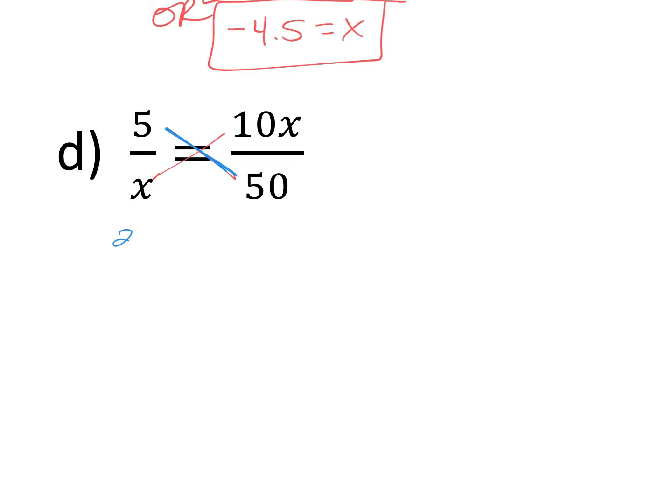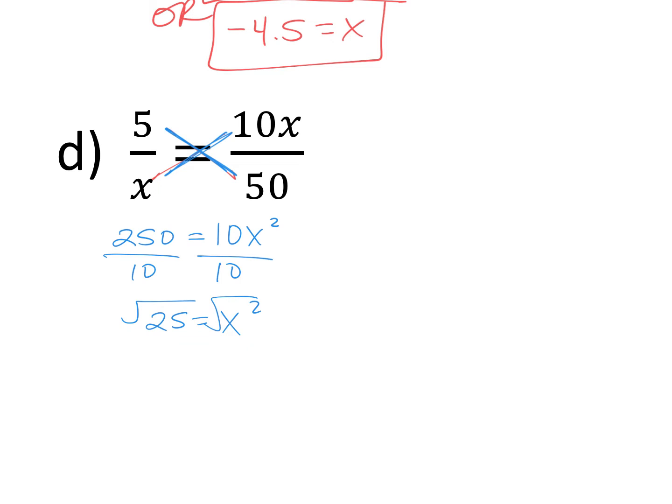Right, 5 times 50, so 250. And then just don't forget, when you're multiplying an x by an x, 10x squared. So we're going to divide by 10, and you get x squared equals 25. And then take the square root there. What do you get?